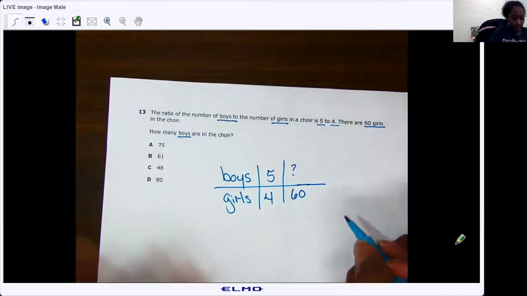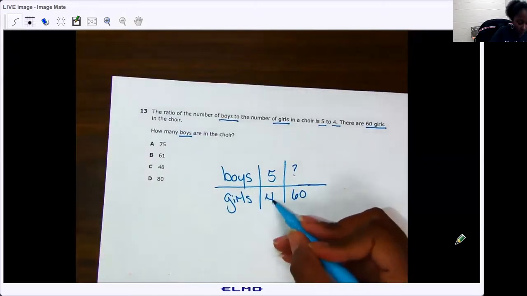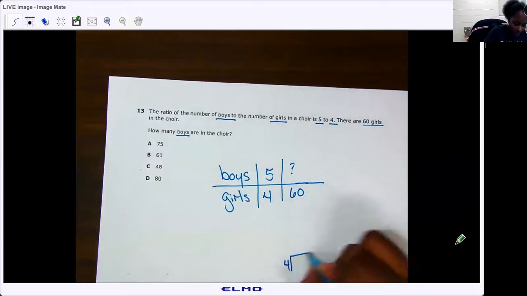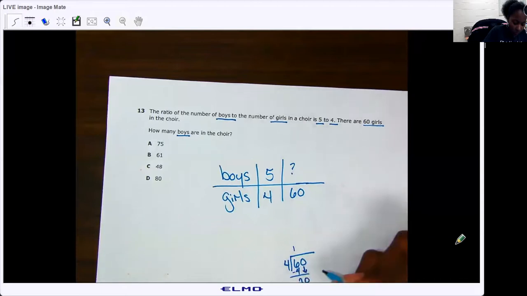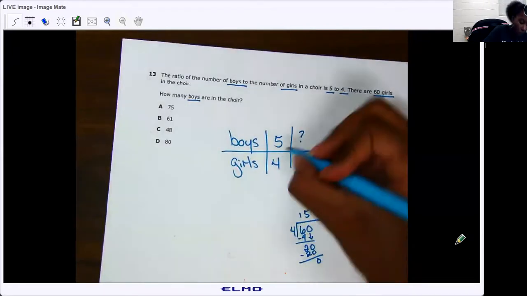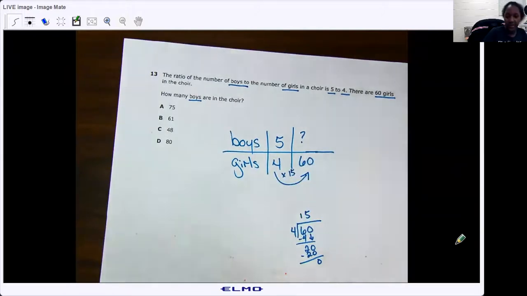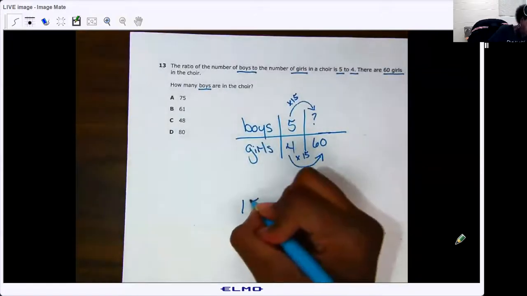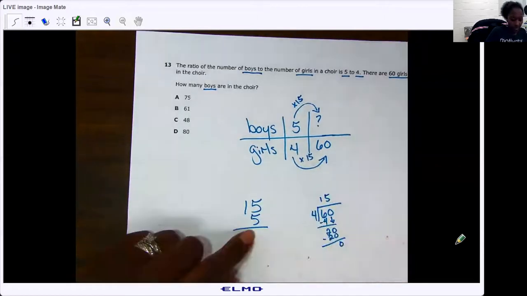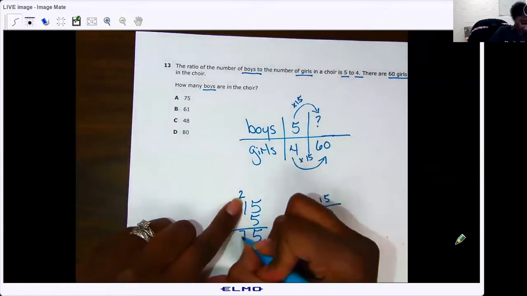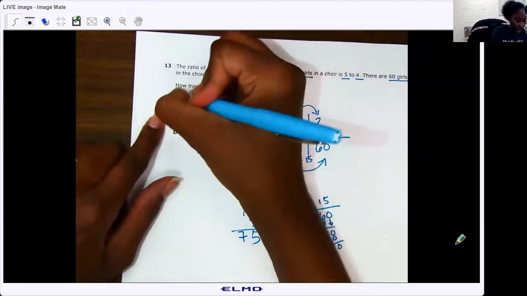Okay, so let's take a look. Can I do something to 4 to get to 60? Well, right off the bat, I can't really tell that, but I can divide. I can divide to see if 4 goes into that evenly. 4 times 15 will give us 60. So I need to do the same to the top. I need to do 5 times 15. 5 times 5, 25. 5 times 1 is 5, plus 2 is 7. 75, which I see as an answer choice.